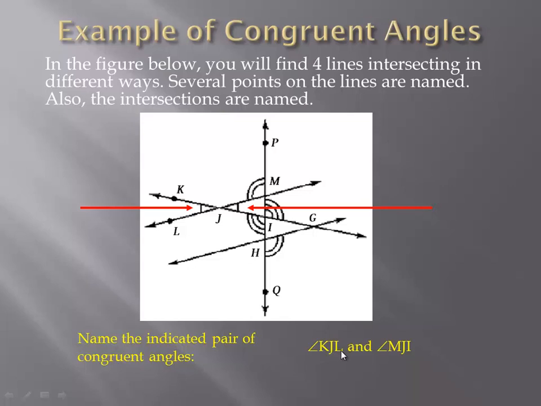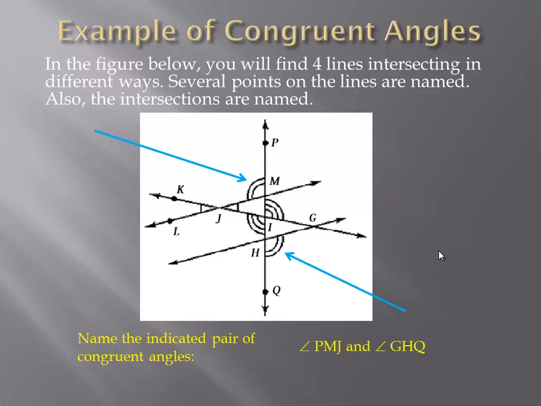So name the indicated pair of congruent angles. It's angle KJL and angle MJI. We could have said MJG, would have been the same thing. Okay, now these two, name these. Make sure you understand why those happen to be what they are.